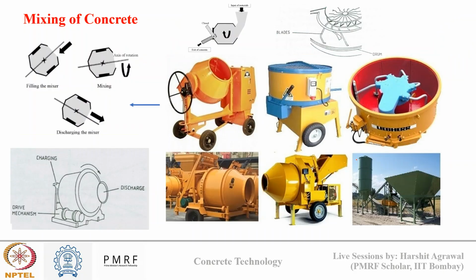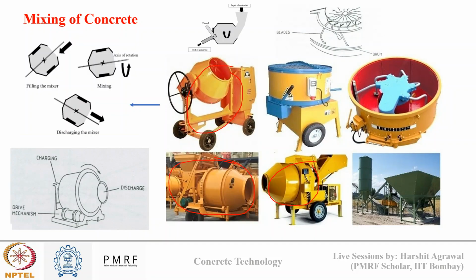So let's see these mixers through images. The first case is the drum type mixer, where the concrete ingredients are mixed in a drum which is actually a double conical frustum shape. Okay, so you can see a drum type mixer here. In this drum, concrete is mixed. This is also a drum type mixer, and this is also a drum type mixer.